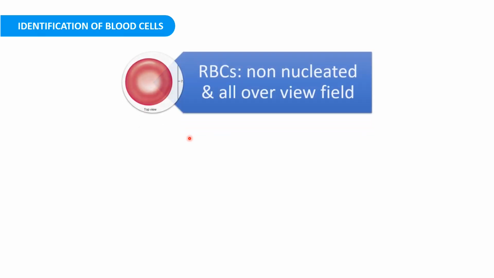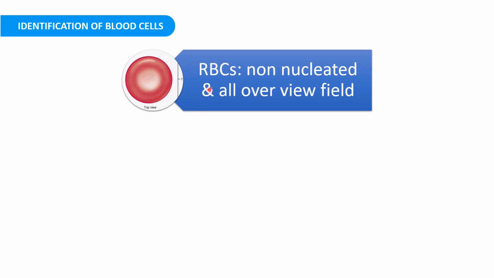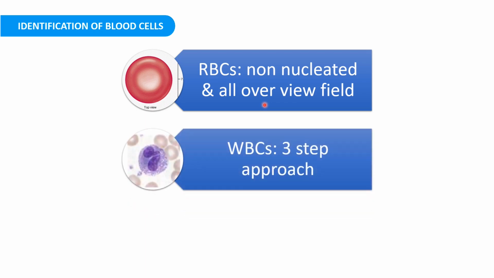So how to identify the blood cells? Now basically there are 3 types of blood cells. One is RBCs. They are non-nucleated and they are all over the view field. So whenever you observe the peripheral smear, what you see in maximum amount are the RBCs. Then WBCs, there is a 3-step approach for identifying which type of WBC is present. We'll come to that in the next slide.